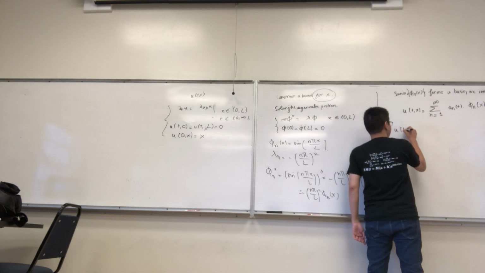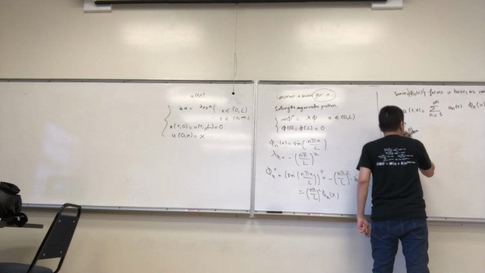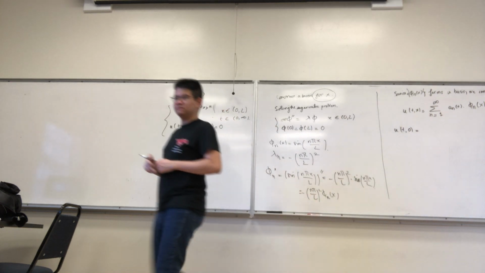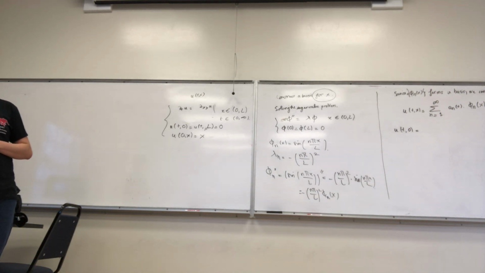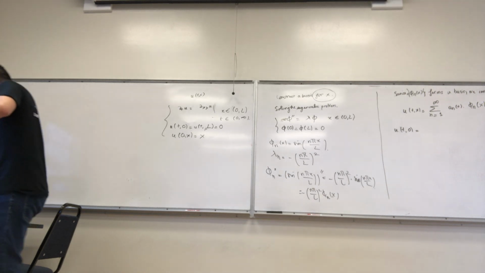What is the value at the point x equal to 0 of u? It is 0. Why? Because it is satisfied by the eigenvalue problem.